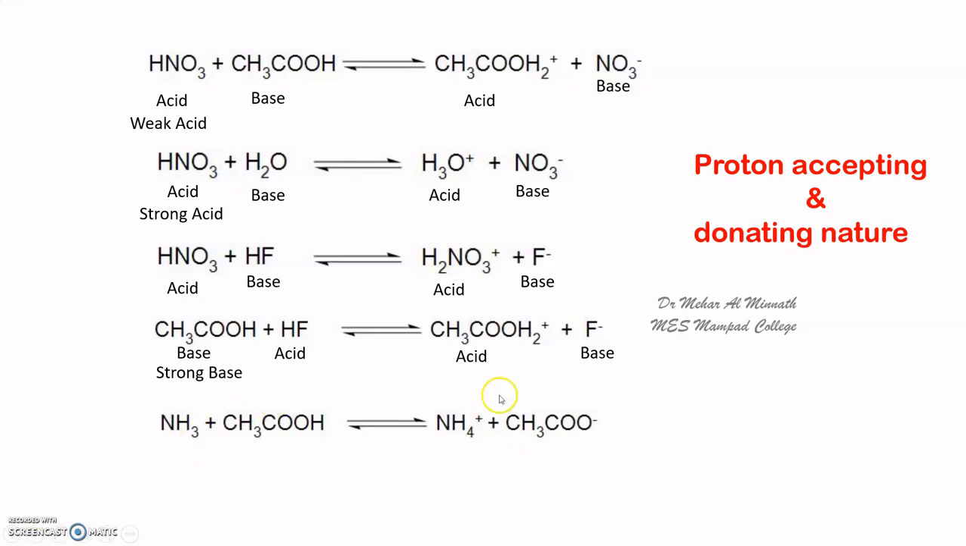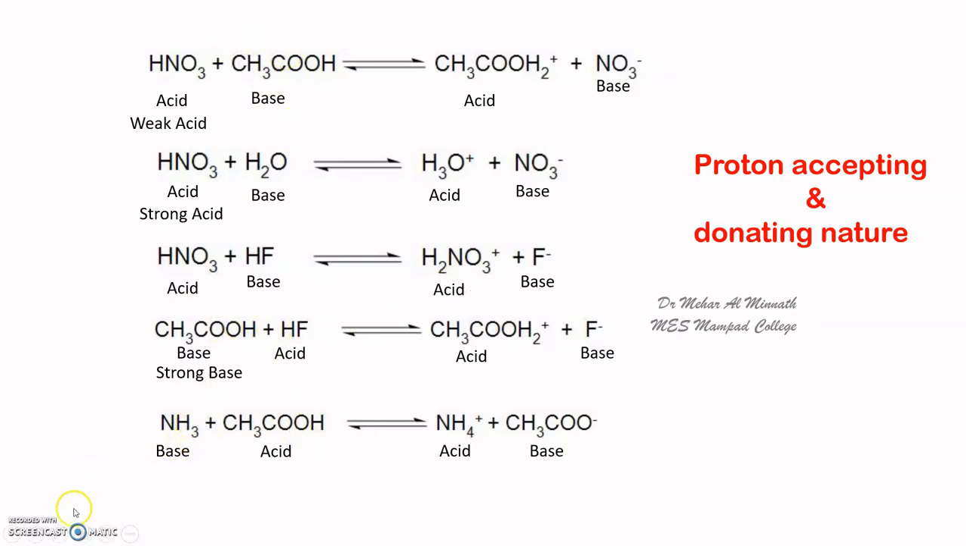Now here, when ammonia is a solvent, what happens? Ammonia is a strong base. It will abstract the proton from acetic acid. So acetic acid releases its proton easily. So acetic acid acts as a strong acid in the presence of ammonia. Ammonia becomes ammonium ion, and acetic acid becomes acetate ion. That's because of the strong basic character of the ammonia.